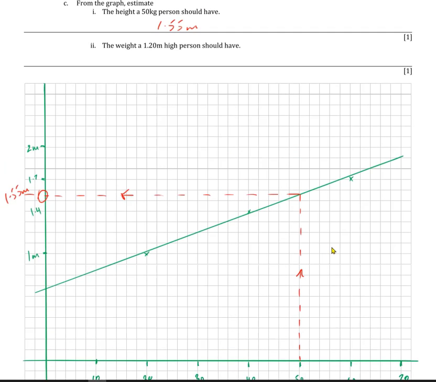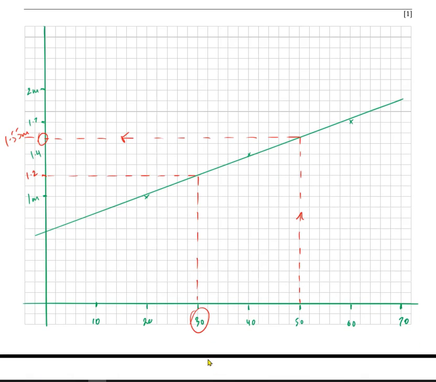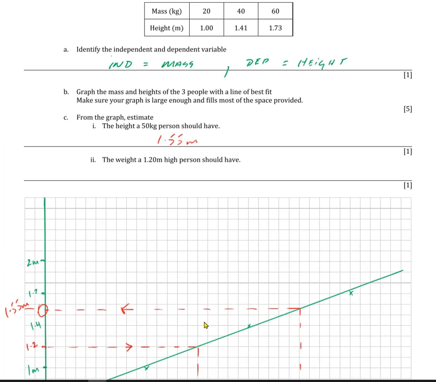Alright, so what would the weight be for a 1.2 meter person, what they should have? So 1.1, 1.2. So I'm going to draw my line across, and down we go, and it corresponds to a person with 30 kilos. So we're going across there and then reading the value off there, so we have 30 kilos.